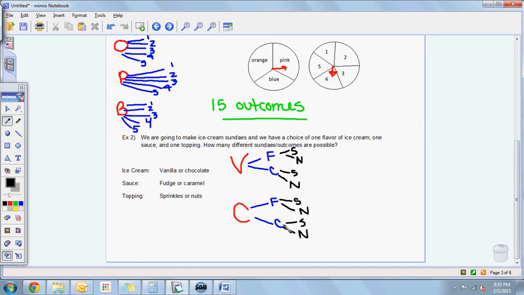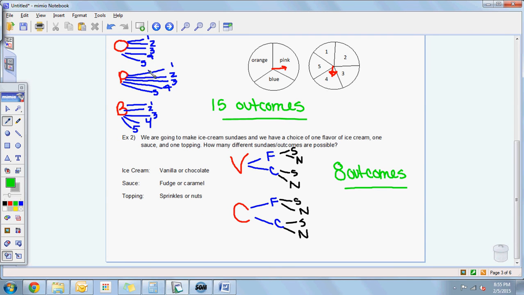I do. All right, so these are listing all of your different possible sundaes, all your different choices. So after you've gone through all of them, you're going to count up that last branch. So let's count them up. We have 1, 2, 3, 4, 5, 6, 7, 8 different outcomes. 8 different types of sundaes that you can make from those choices. Alrighty, so that's how you figure out the number of outcomes using a tree diagram.